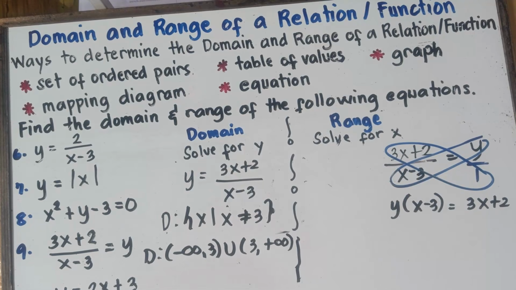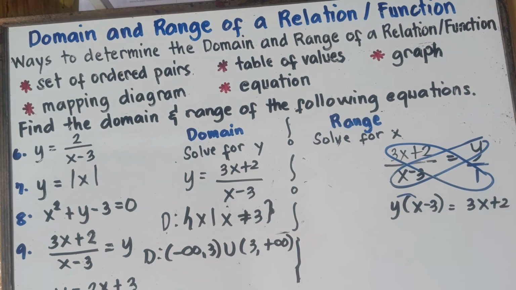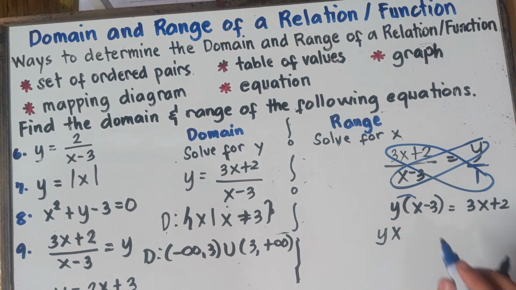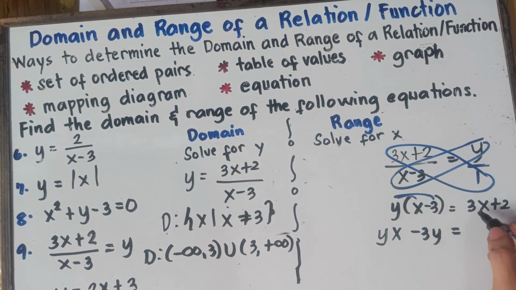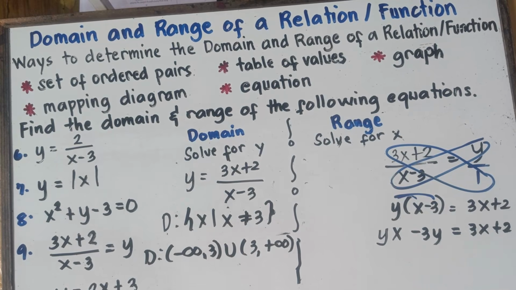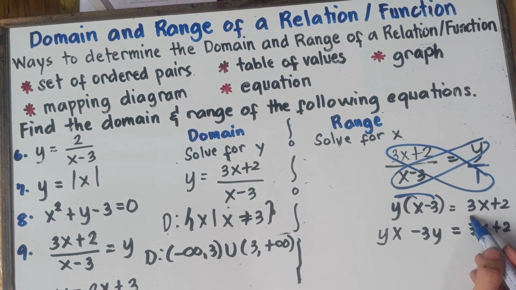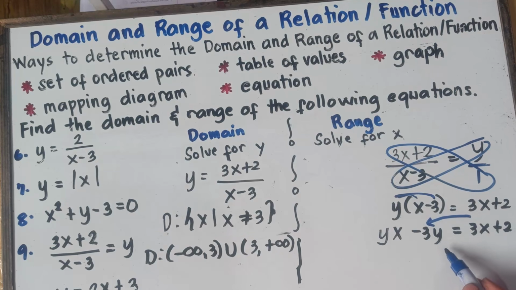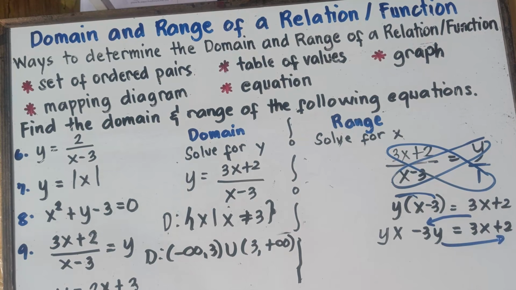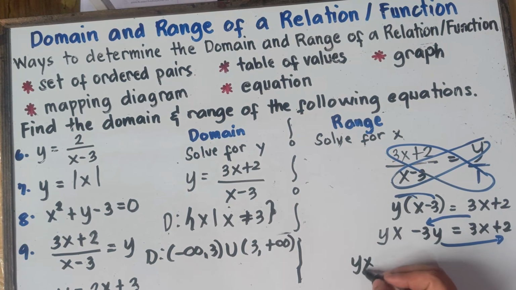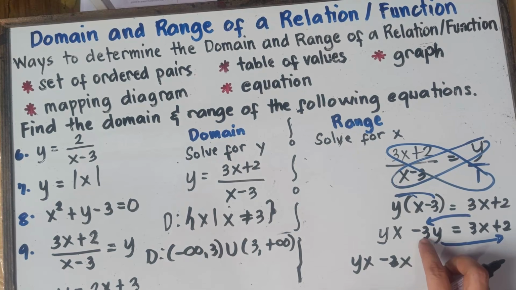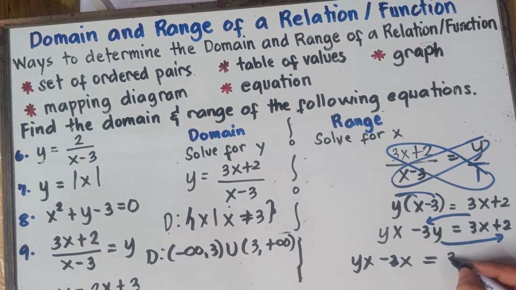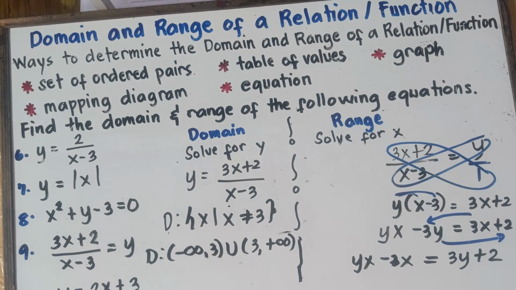Then we can distribute this one. Y times x, that would be yx. And then y times negative 3, that would be negative 3y, equals, copy this one, 3x plus 2. We can transpose x so that you can combine all x. So we transpose this one, and then transpose y from left to right. So this will be yx, and the positive 3x will become negative 3x, equals, we transpose negative 3y from left to right. This negative 3y will become positive 3y, and then copy positive 2.